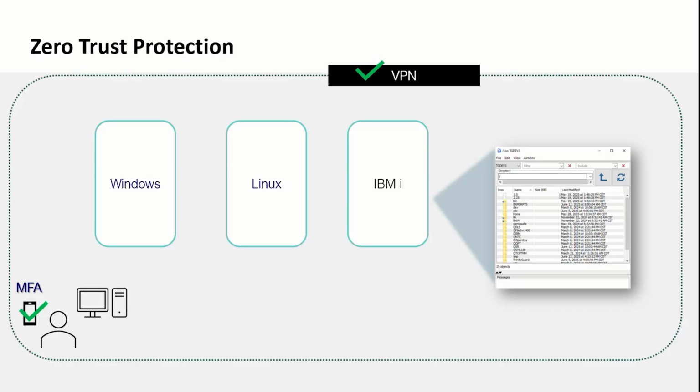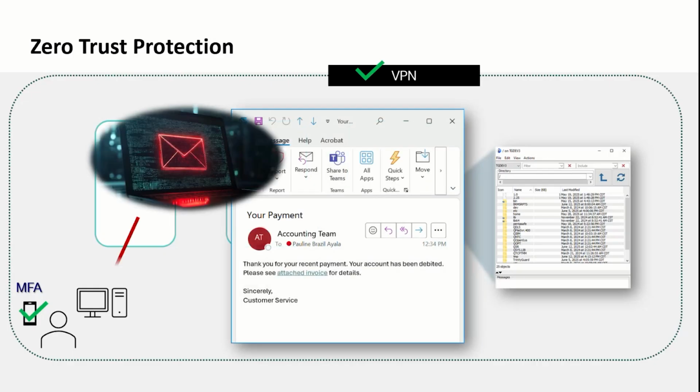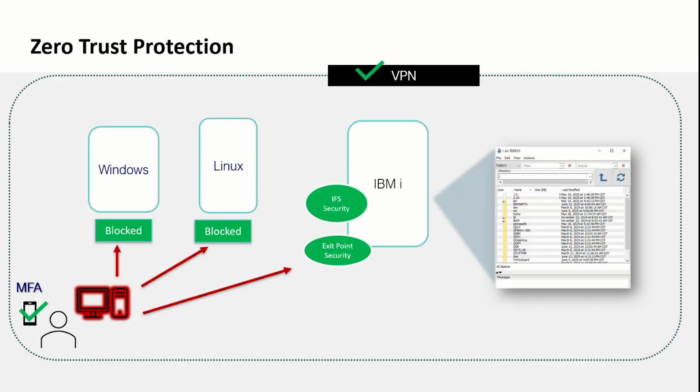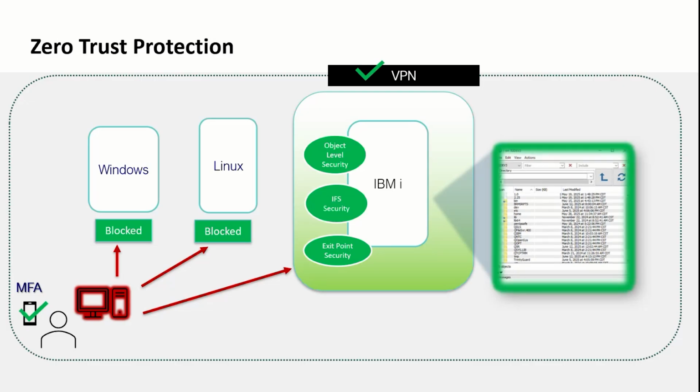Now, assuming zero trust is implemented on the IBMI, let's walk through that phishing attack scenario again. Here comes the virus or the ransomware. And we see that the Windows and the Linux servers still have security software running and they're still protected. Then the ransomware attempts to penetrate the IBMI, but in this scenario, we have implemented a multi-layer protection approach. Exit point security protected at the first layer, then IFS security and object level security was also implemented. All those layers protect the IBMI from being penetrated in this phishing attack.